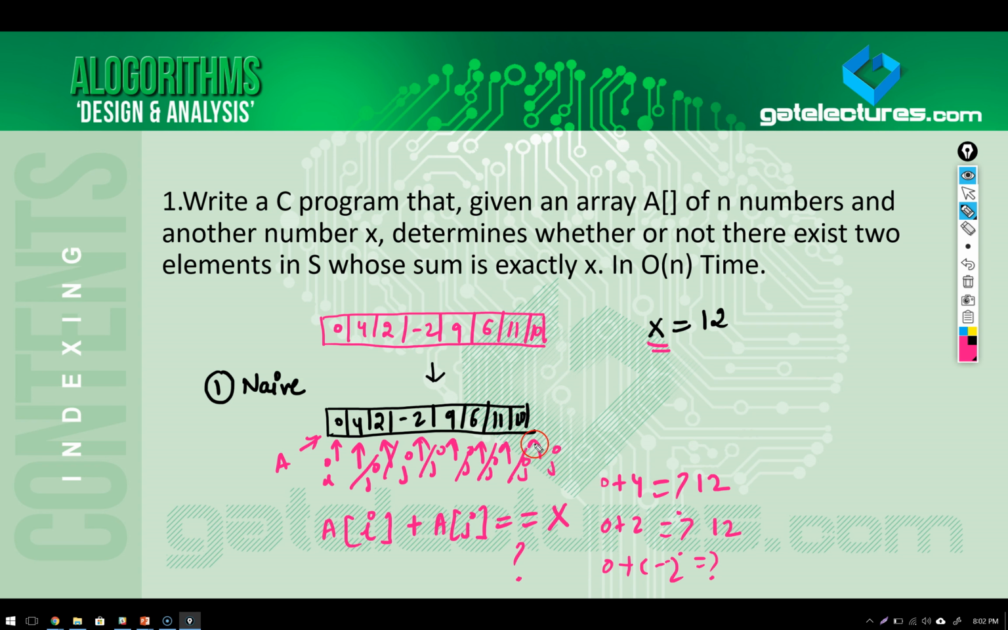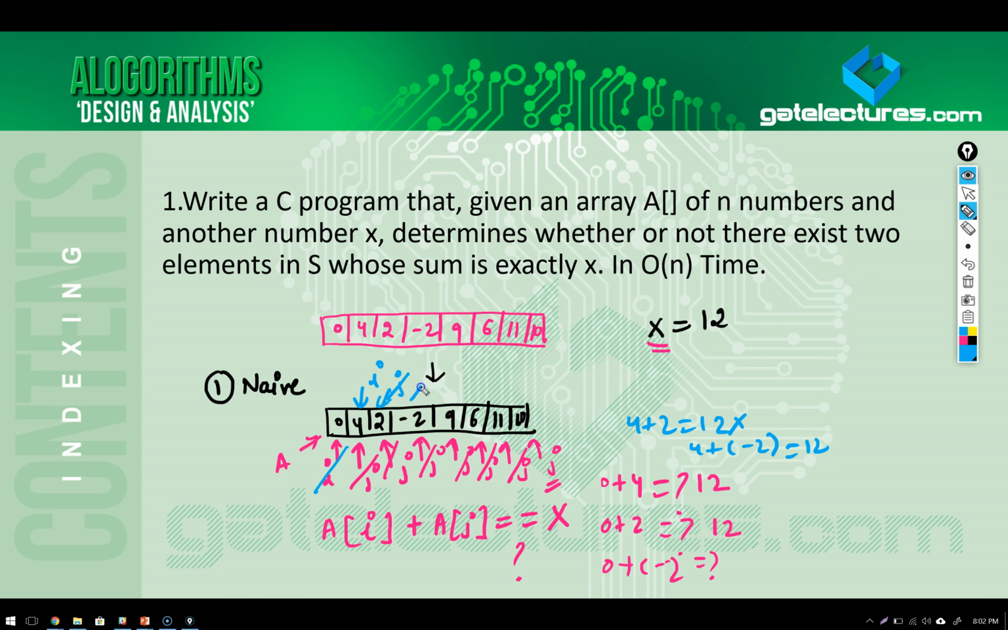Now as soon as j reaches the last index location, and if we cannot find the number, what can be the next step? The next step will be to increment the value of i. So now i will point to this location. Again you have to make j point to the next location as compared to this. Now again check 4 plus 2, is it equal to 12? No. 4 plus -2, is it equal to 12?